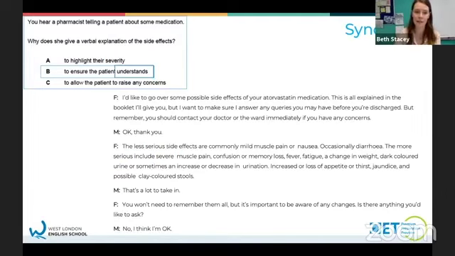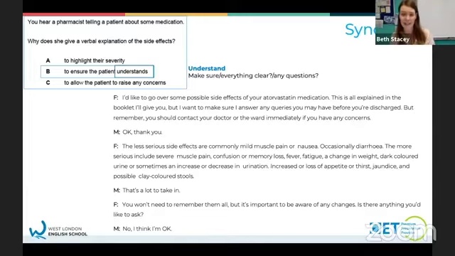Let's look at B. We've got the word understands. So they might say, I just want to make sure that everything is okay with you. They could say, is that clear? Is everything clear? Do you have any questions? And this is because they're ensuring the patient understands.